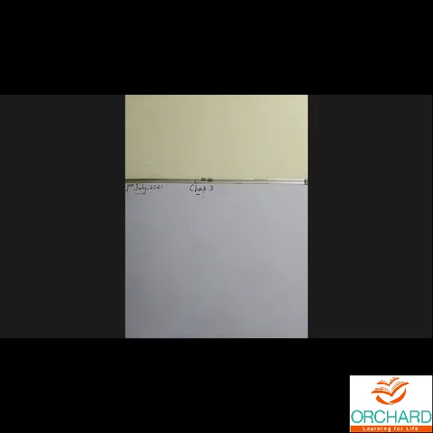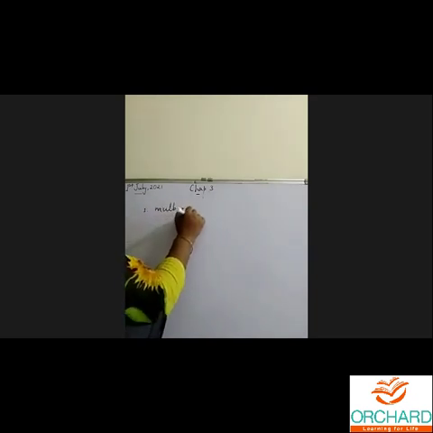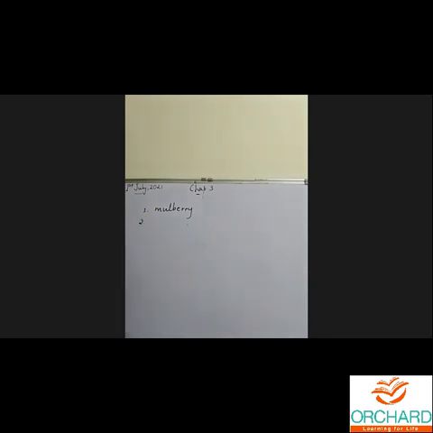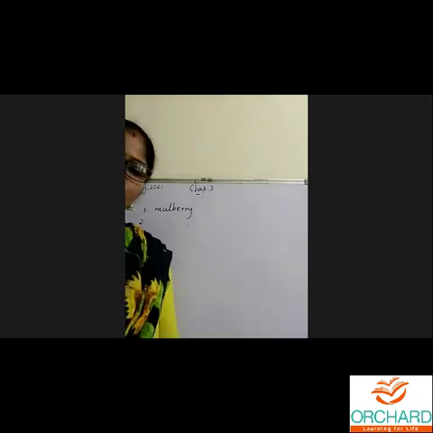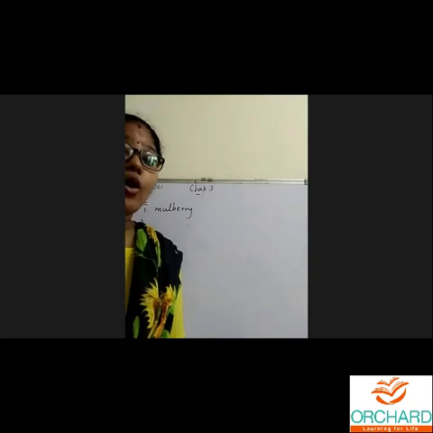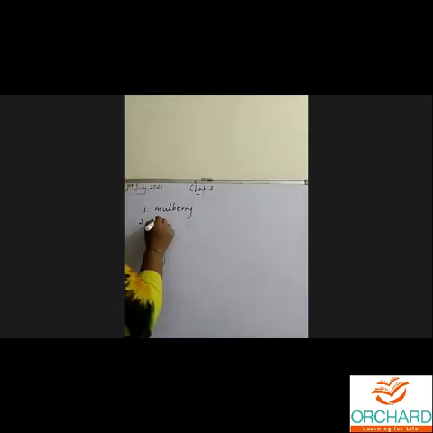Yes, very good. The answer is mulberry leaves. Silkworms feed on the mulberry leaves. Second question. The caterpillars form a dash in the pupal stage. During the pupa stage, they form cocoons. Very good. They form cocoons.